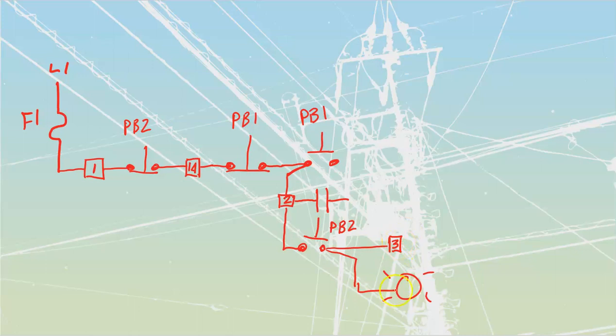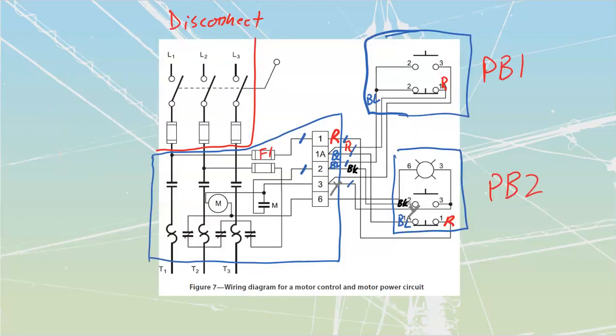We got number 3 identified. We got the light identified. That light is also going to be in PB2. I'm going to go back over here. I've identified that yellow line coming back there. It ties onto terminal number 3.